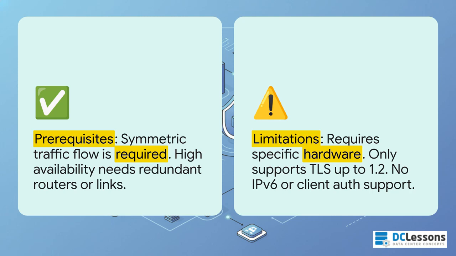Now, for the limitations, and you really need to pay attention to these. First off, this thing is resource hungry, so make sure your hardware is up to spec. But the really big one, the one you have to plan around, is that it only supports up to TLS version 1.2. It just flat out doesn't support the newer, more secure TLS 1.3. On top of that, there's no support for IPv6 traffic and no support for client-side certificate authentication. These aren't necessarily showstoppers, but you have to know about them and design your network accordingly.